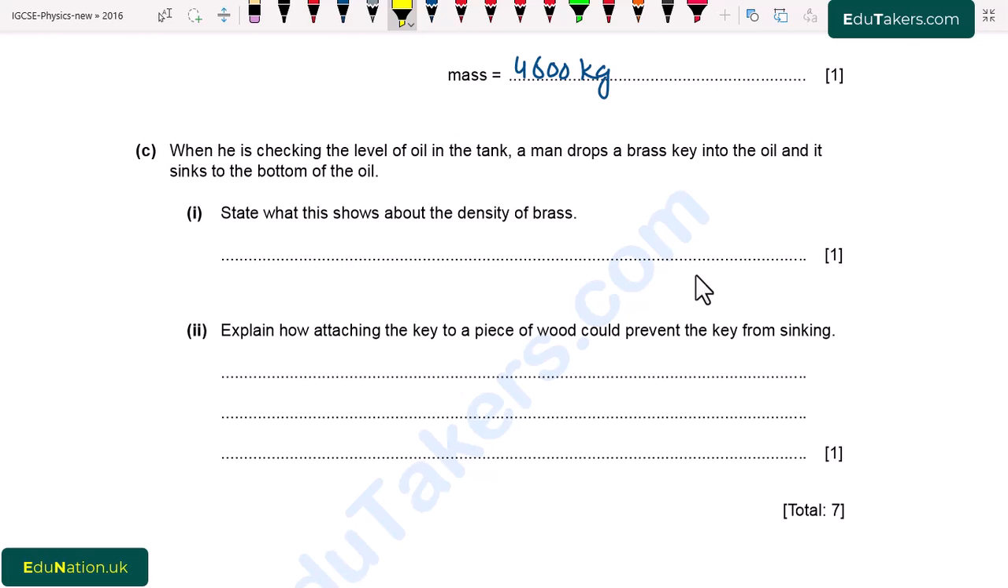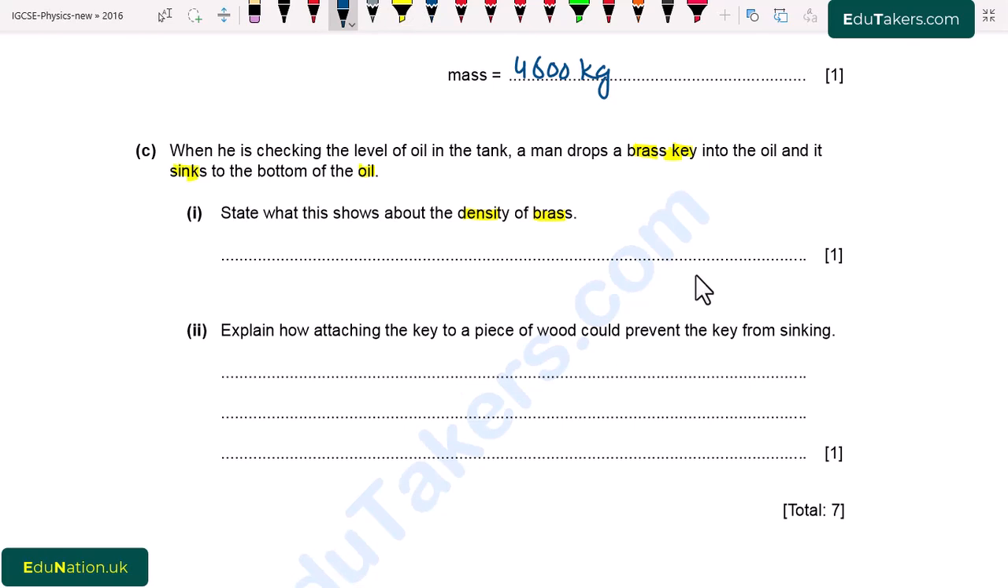When he is checking the level of the oil in the tank, a man drops a brass key into the oil and it sinks to the bottom of the oil. So when a man drops the brass key, then it sinks to the bottom of the oil. Part 1. State what this shows about the density of brass. So here we have to explain whether the density of brass is less, equal, or greater than the density of oil. So first of all, it is given that the brass key sinks.